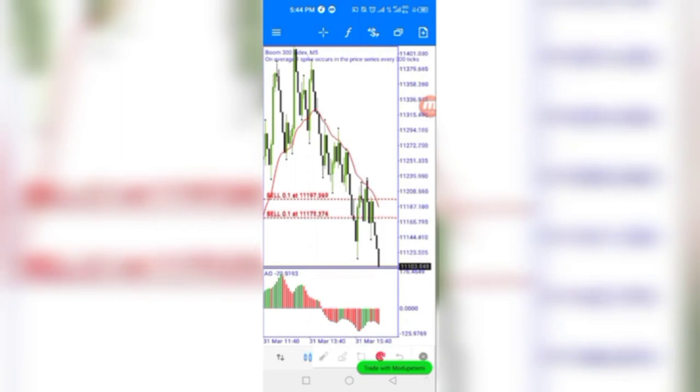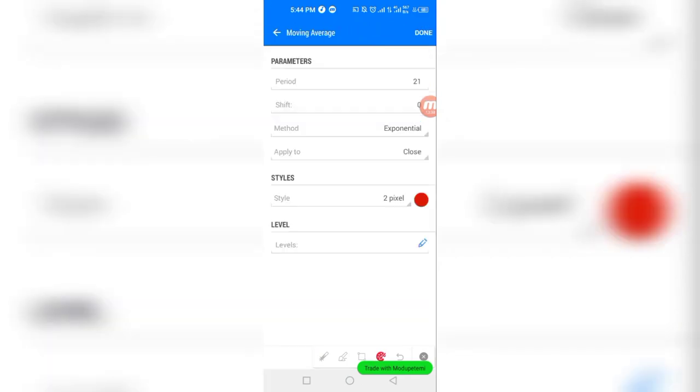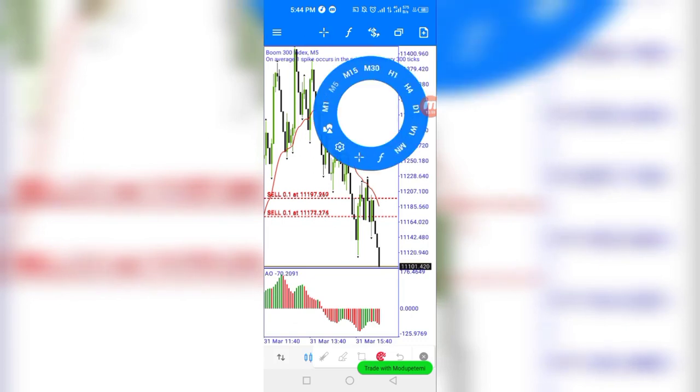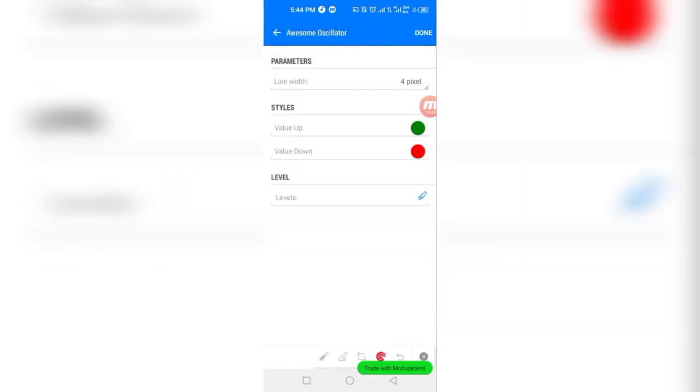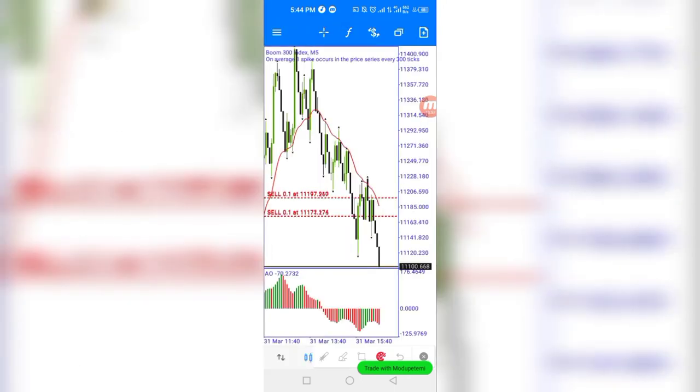I've not talked about the settings for it. So sorry. The setting for the moving average is this: the period is 21, the shift is 0, the method is exponential, applied to close. You can use any price of your choice. For the Awesome Oscillator, it is the default setting. You don't need to change anything. That is all you need.